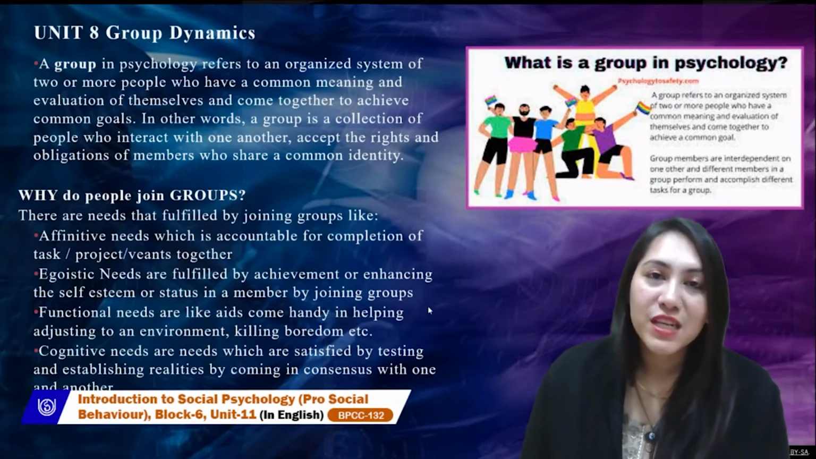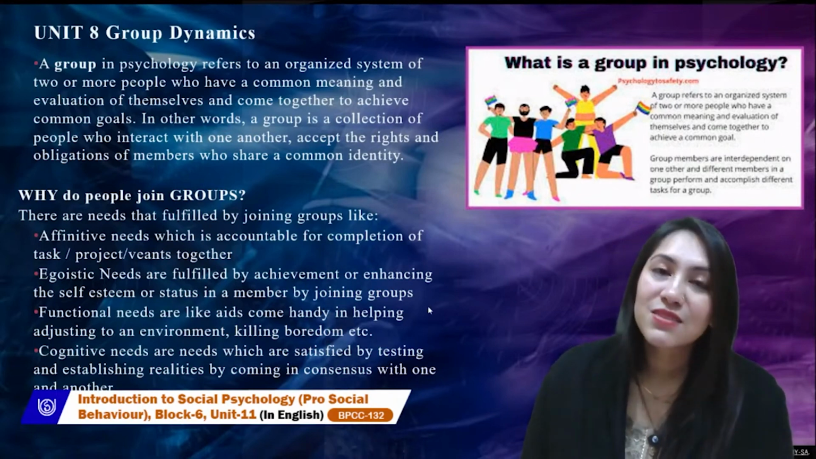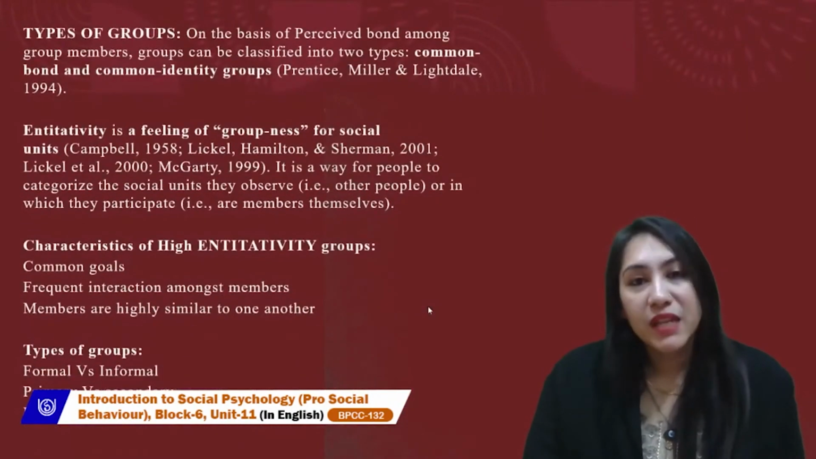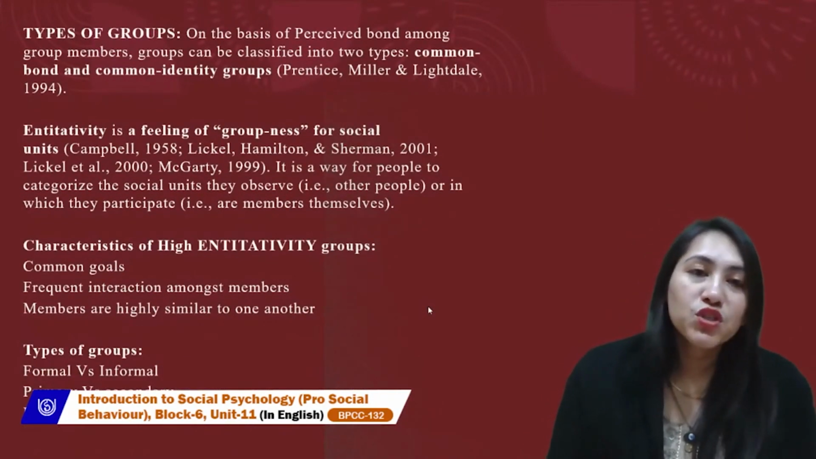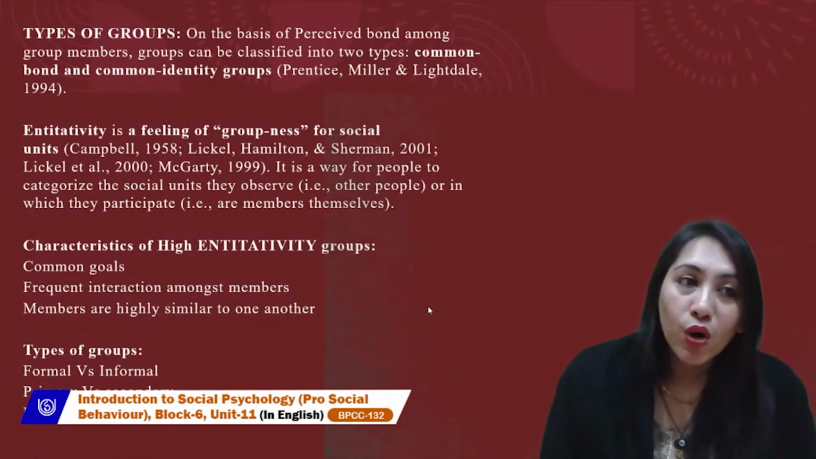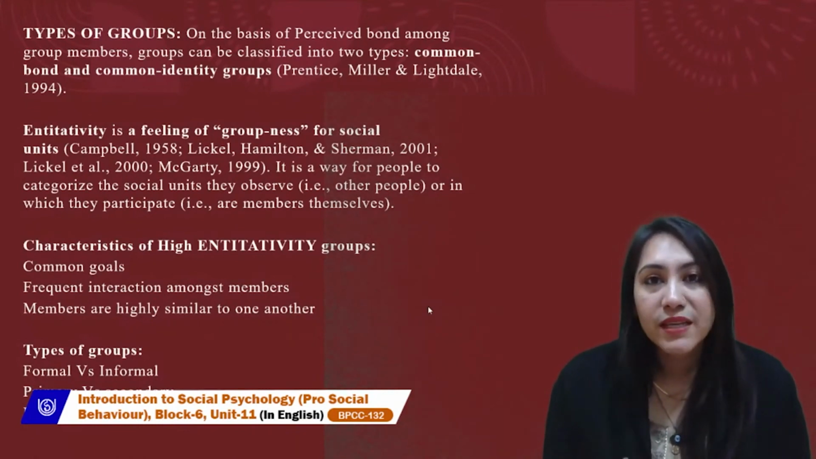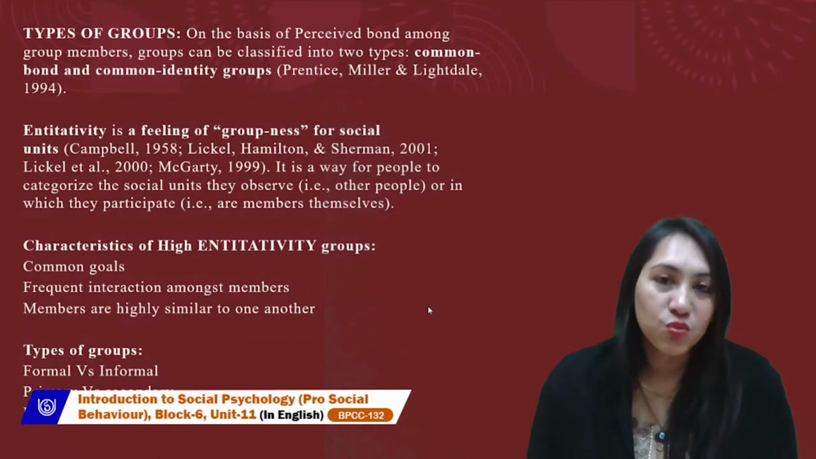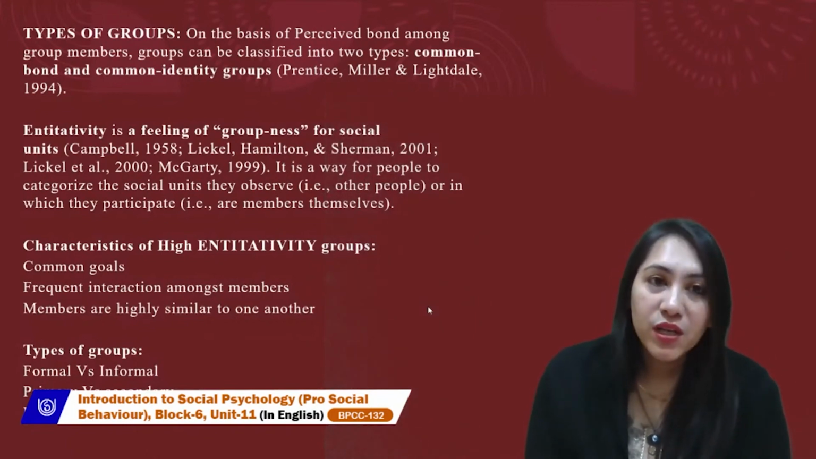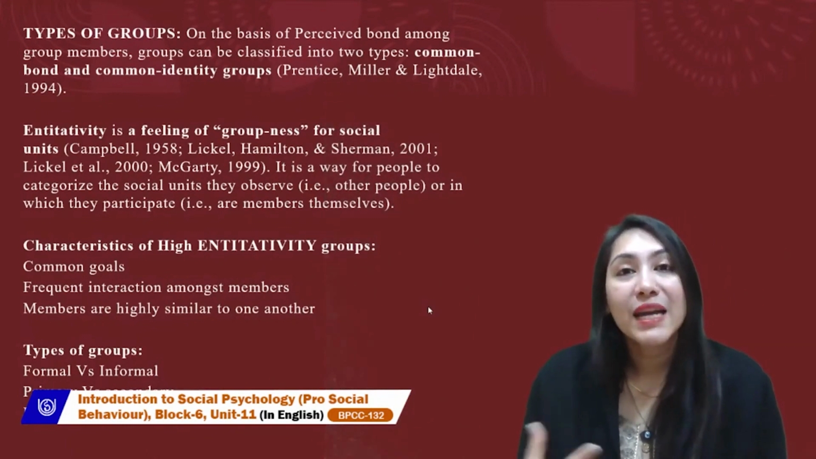So these are the four needs that get satisfied, and that's the reason why we want to join groups. Now, groups are of many kinds. There are groups which are formed on the basis of the perceived bond among group members. So there are two kinds in terms of the perceived bond that you make with people: one is common bond group and the other is common identity group.